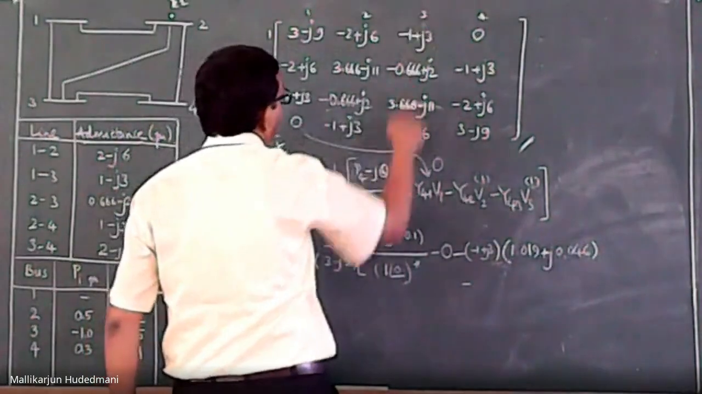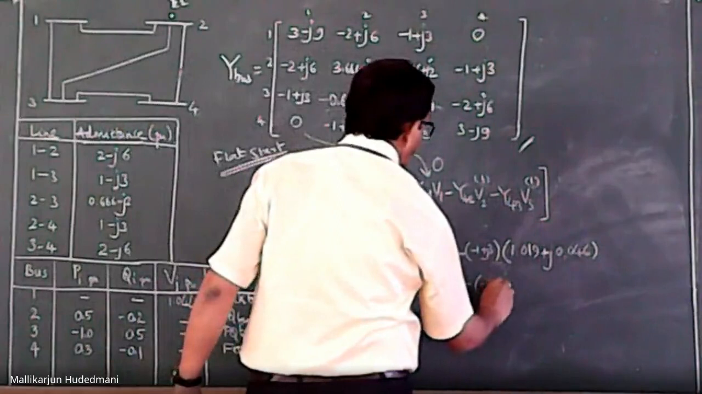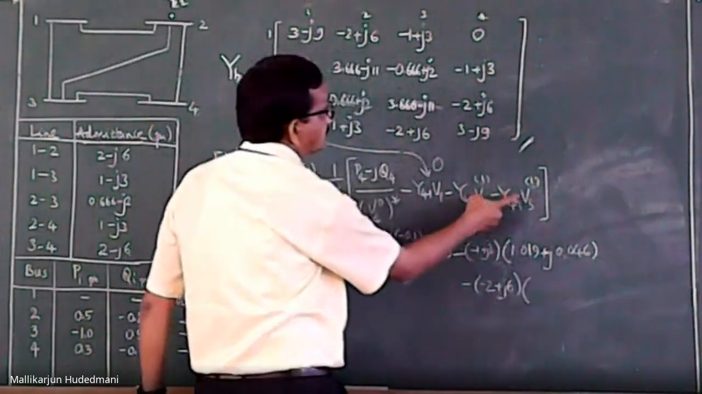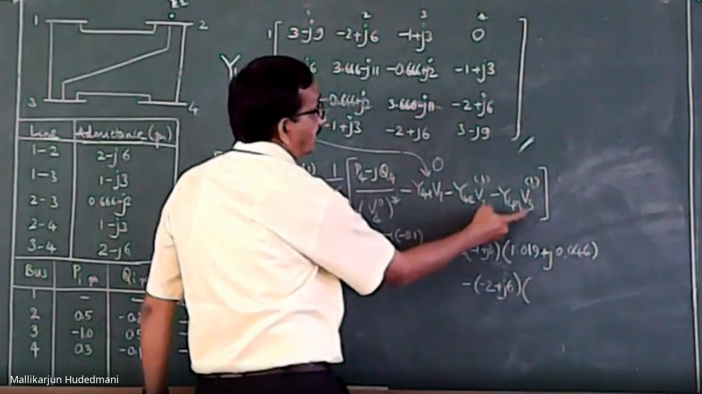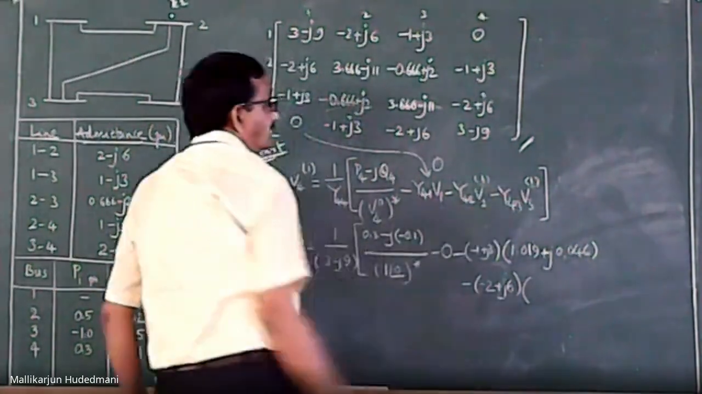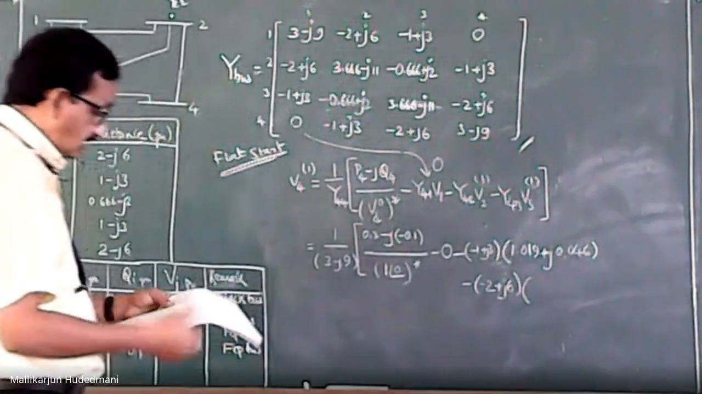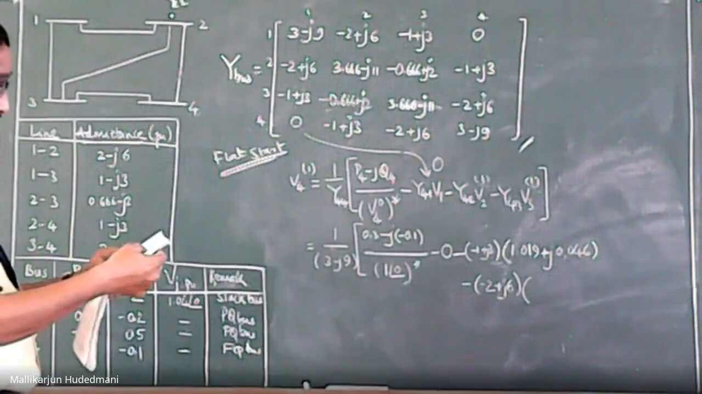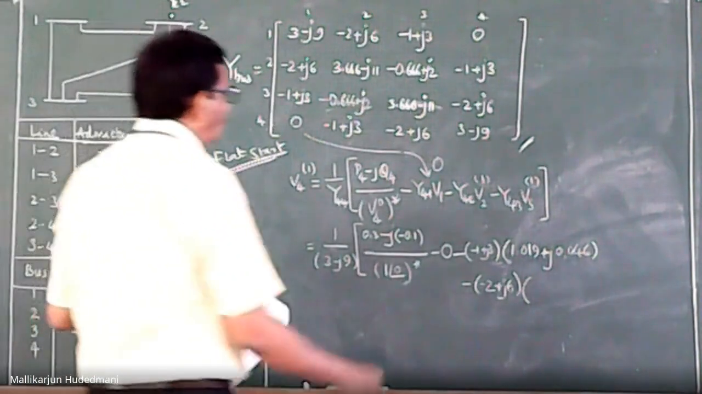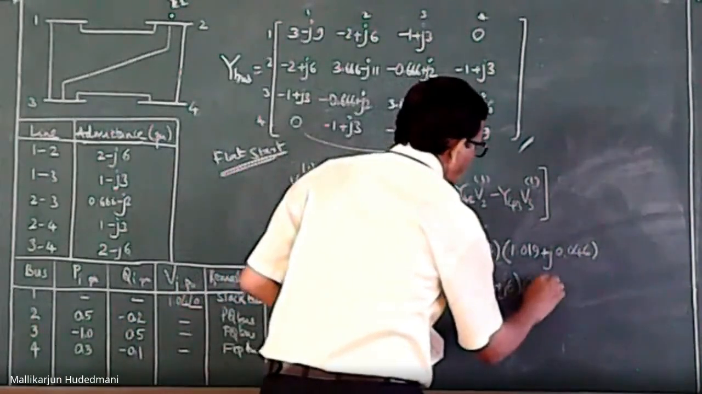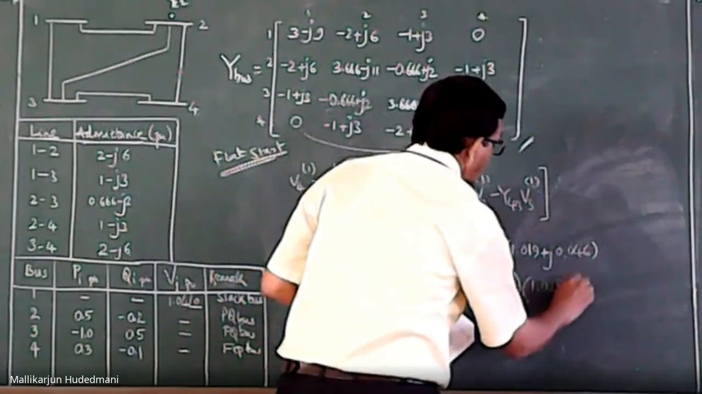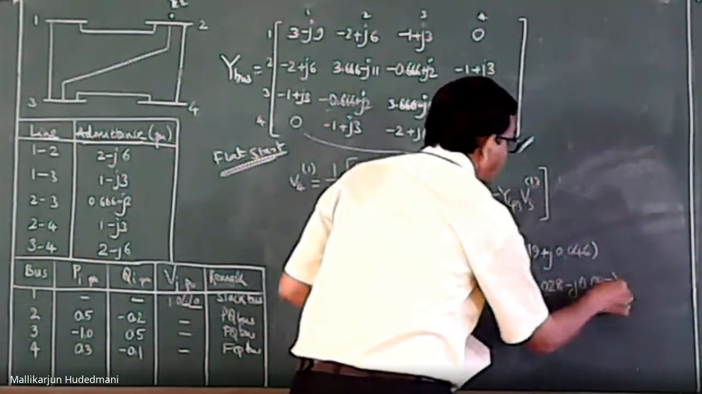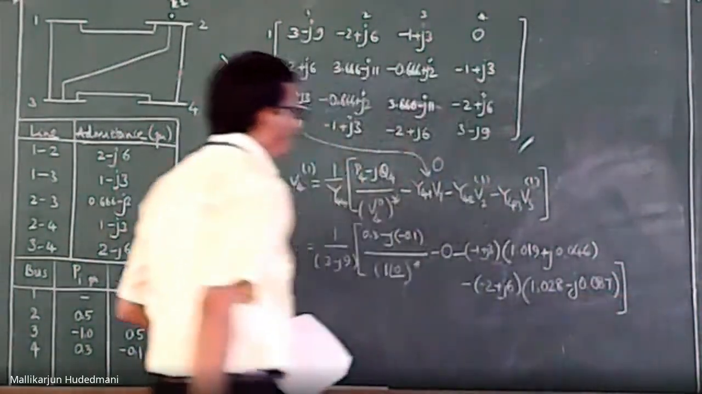Then I have minus the Y43. Y43, this column, is minus 2 plus j6, into V3 of 1, the latest value of bus number 3. What is bus number 3? In the previous write-up which we had, what was the value of V3 I got on the board? I got it as 1.028 minus j0.087. Hope you got to know what I did.